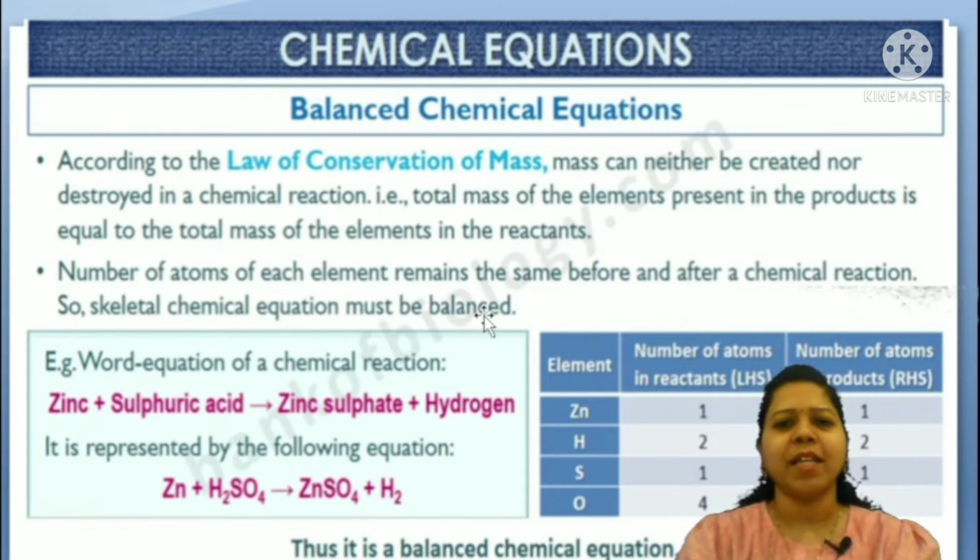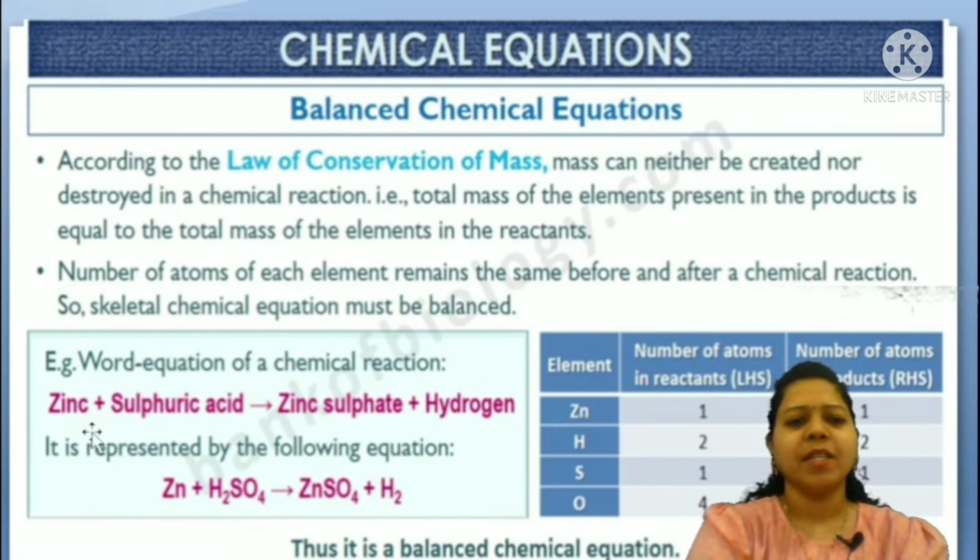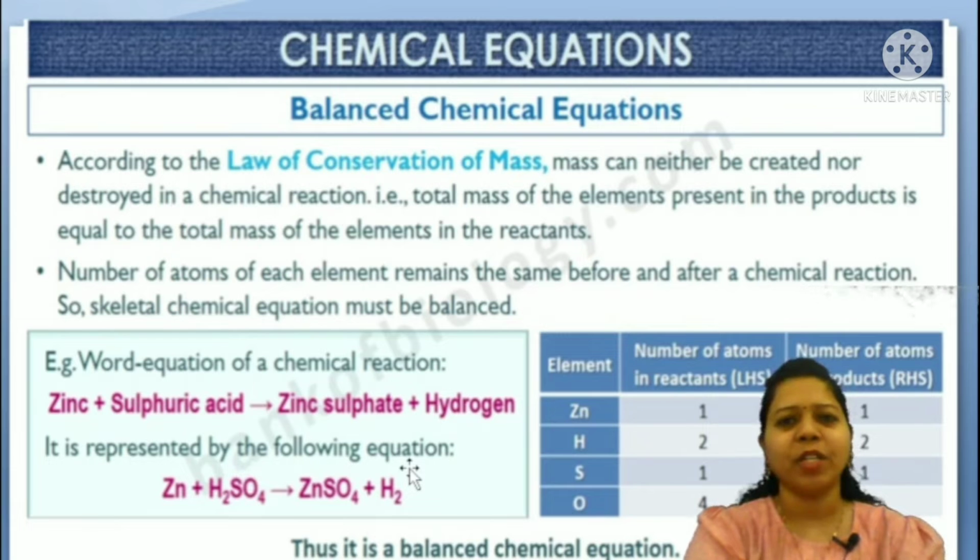Now how to balance that? We'll see with the help of an example. The word equation of a chemical reaction: zinc plus sulfuric acid gives zinc sulfate plus hydrogen. This is known as a word equation because we are writing it in the form of words. It is represented by the following equation in the form of symbols and formulas: zinc plus H2SO4 gives zinc sulfate plus hydrogen.